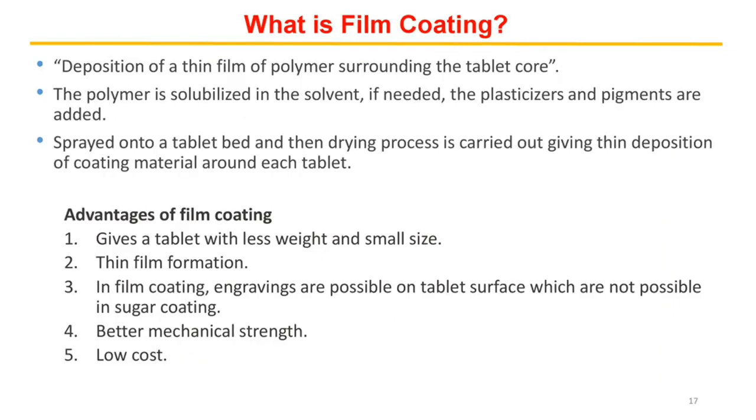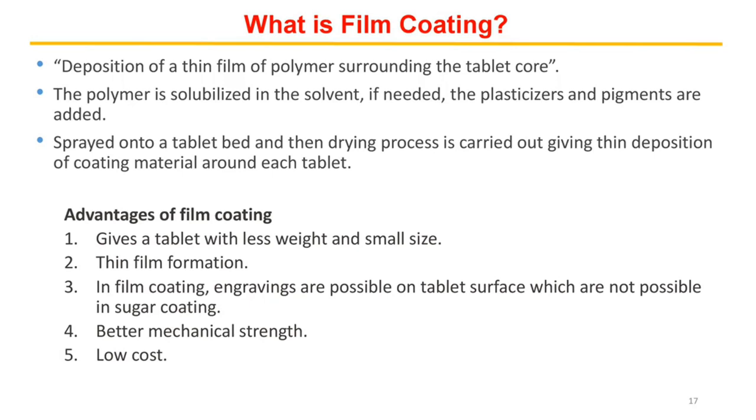16. What is film coating? Deposition of a thin film of polymer surrounding the tablet core. The polymer is solubilized in the solvent. If needed, the plasticizers and pigments are added. Sprayed onto a tablet bed and then the drying process is carried out, giving a thin deposition of coating material around each tablet.